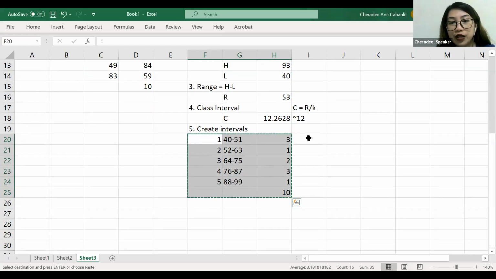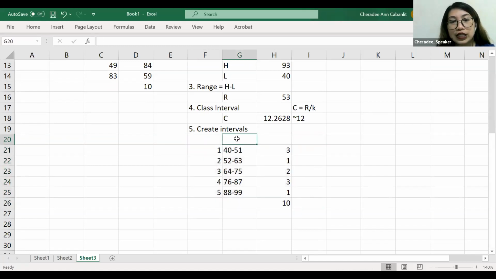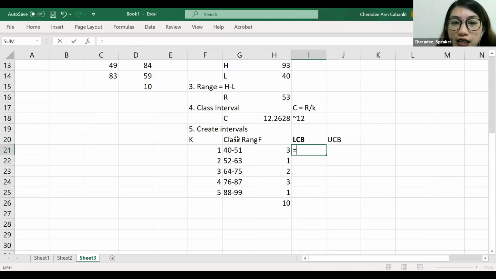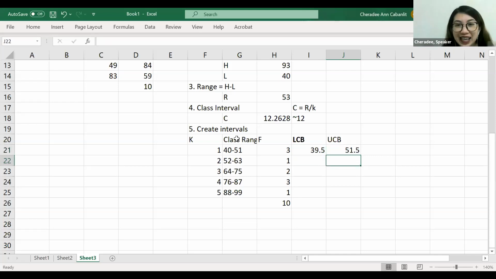So to make your frequency table, this is your class range or size. And then this is your number of intervals or K. And then this is your frequency. Then you also have the LCB and UCB, okay? So I'll just give the first part. The LCB here is 40 and the previous is 39, right? So what is the middle of 40 and 39? It's 39.5. And here, 51 and 52, the middle is 51.5.